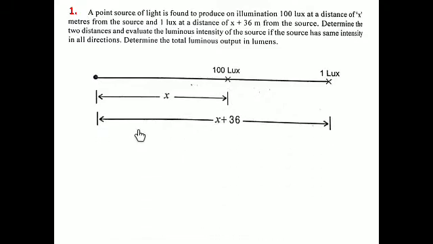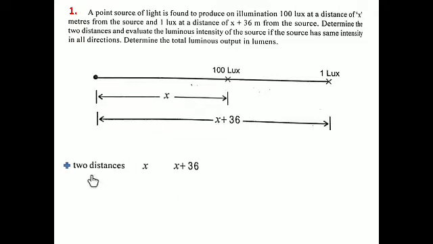So I have to note this. A long distance is there. It is x plus 36 meter. At this distance, the same source will produce 1 lux as the illumination. So it will produce 1 lux. Now I'm going to determine the distance here. So this is the content.